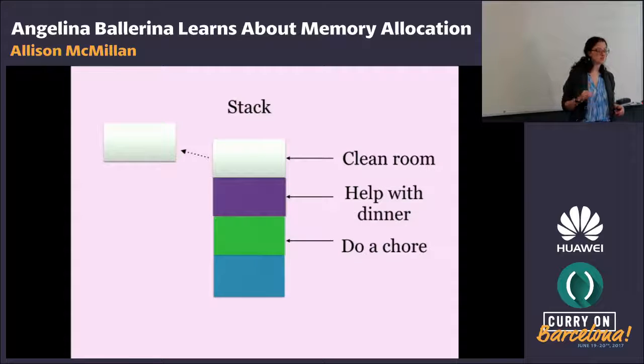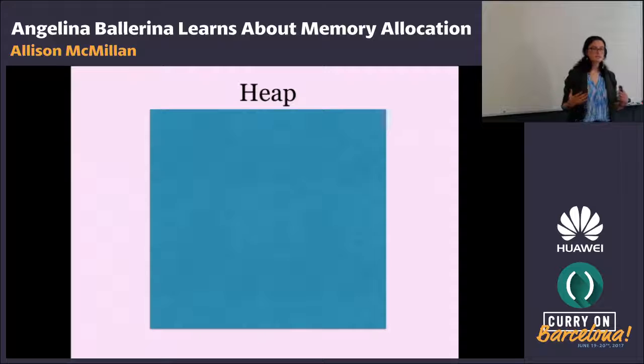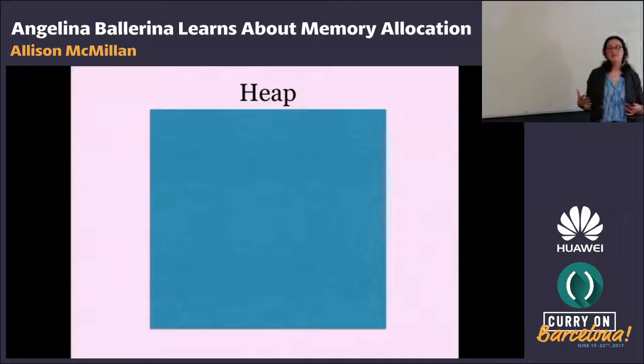So Angelina's focused on dancing. Once she's enrolled in dance school, that's her heap. There are all sorts of things that she needs to remember while she's at dance school. We'll get into the heap next. But the one-off tasks are like being on the stack. Clean her room, help make dinner, do a chore. She can remember these for a short period of time, do them, and then forget about it. Heap is unmanaged memory, where you're saying, please just give me this blob of memory so that whenever I call a function, there's already memory there.